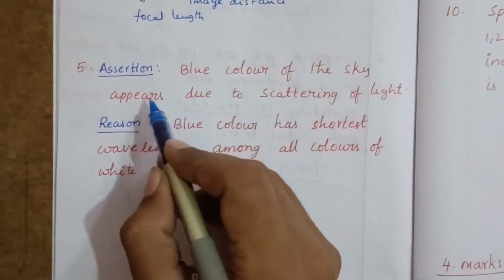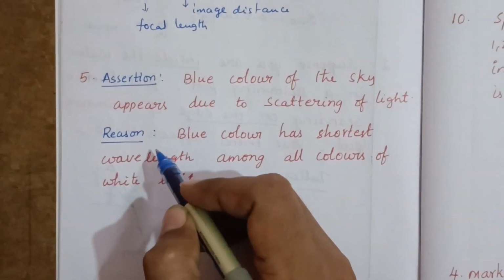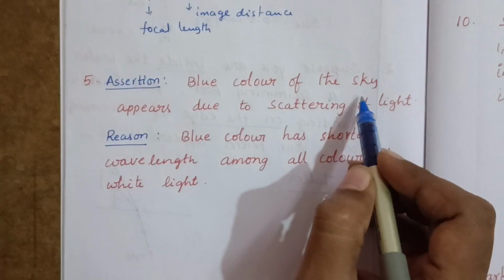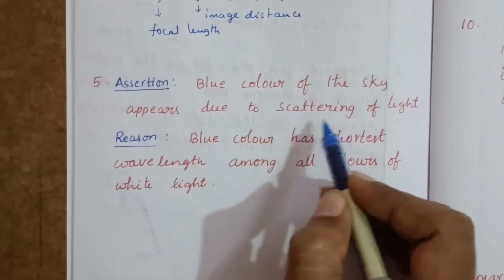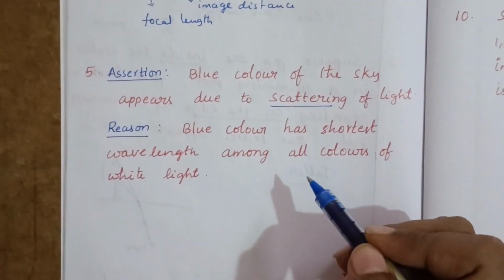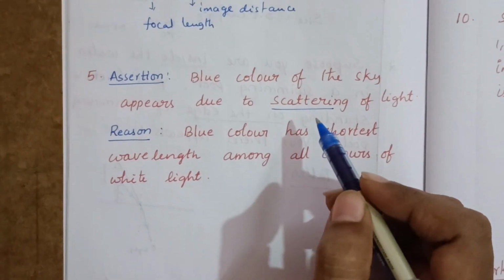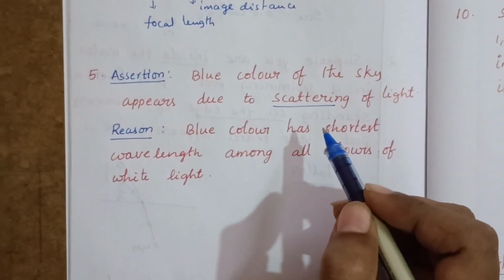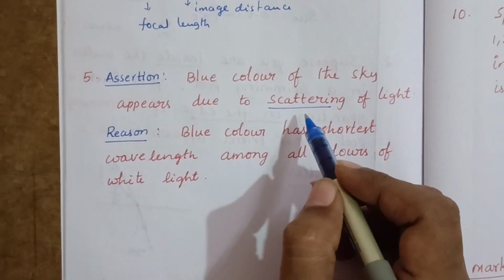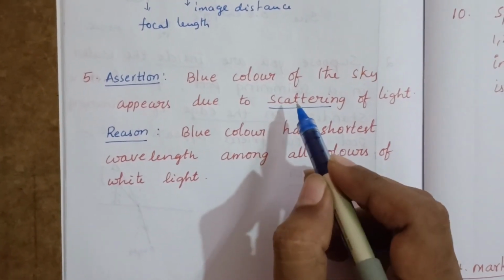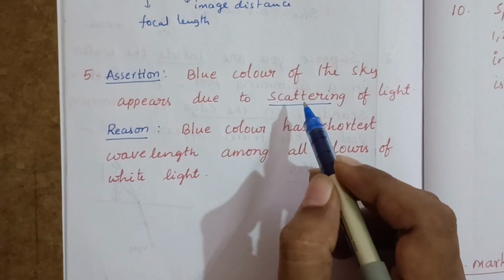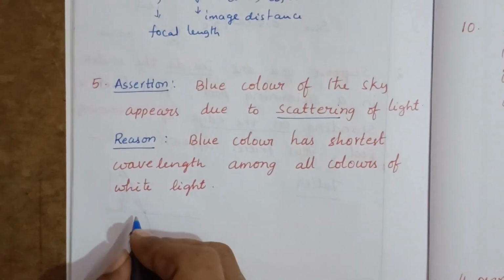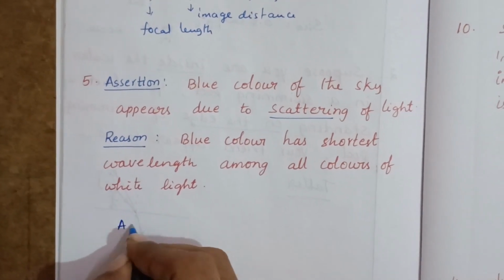Next question, assertion and reasoning. The assertion is that the blue color of the sky appears due to scattering of light. Yes, the blue color of the sky appears because of scattering of light. Due to the phenomenon of scattering, if the atmosphere contains more nitrogen or oxygen molecules, the sky appears in blue color. So the assertion is true.